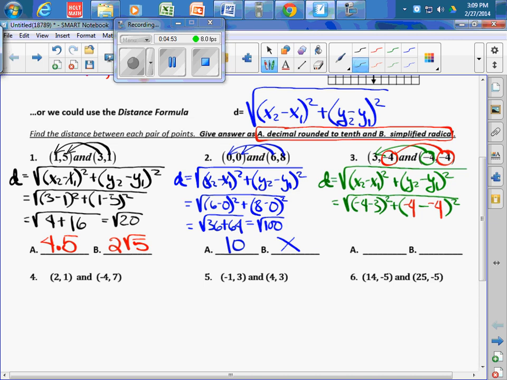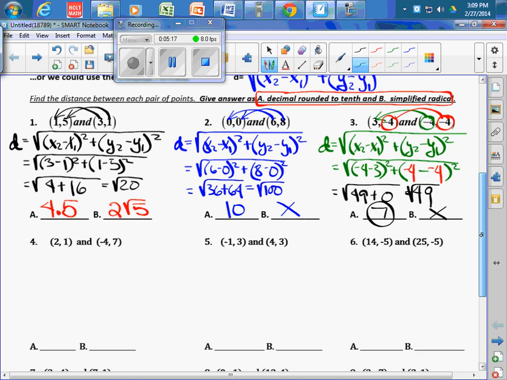Which gets you what? Well, negative 4 minus 3 is negative 7 squared again, positive 49, plus, what's negative 4 minus negative 4? 0. So we're talking about the square root of 49, which is 7. Again, because it comes out to a nice round number, we don't need the simplified radical. The answer is 7.